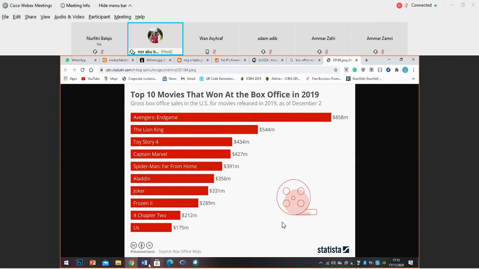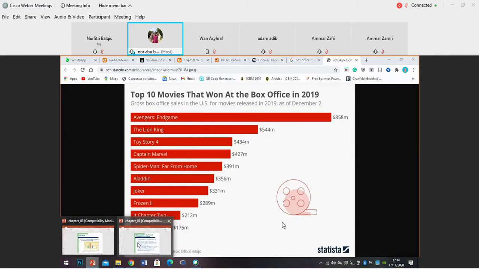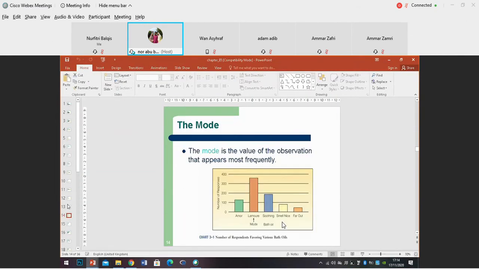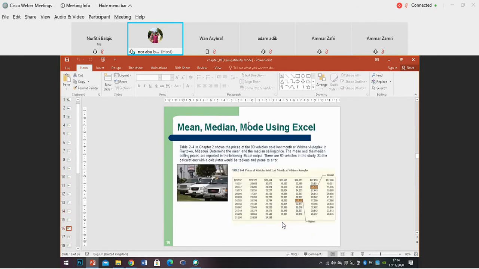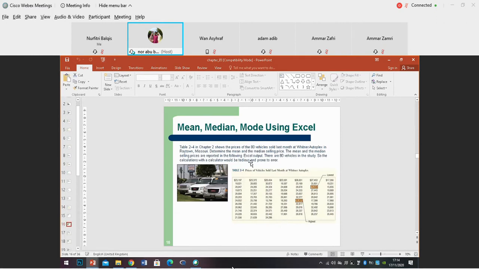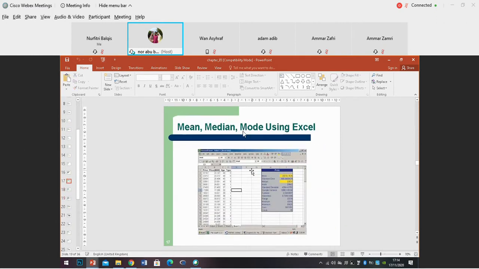Okay, later we will look at other data in text form. Next, after you have calculated mean, there is another measure that is equally important. You can use Excel to calculate your mean, median, or mode. You can try this in your Excel.